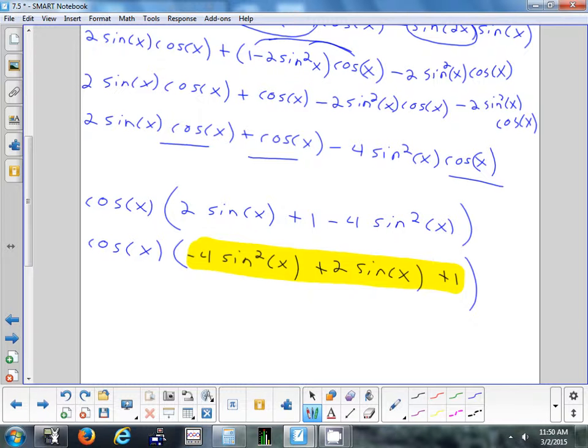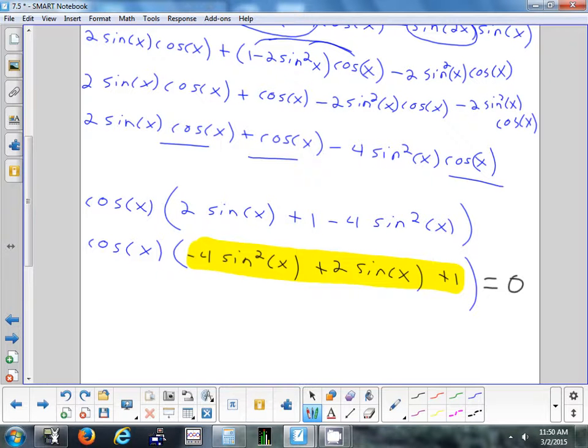What kind of equation is that really? Yeah, this is really a quadratic equation. A is negative 4, B is 2, C is 1. Except it's a quadratic where you're not solving for x, you're solving for sine x. All right, so now we've done all the manipulating you have to do to this. Now we can solve it, which was the question.